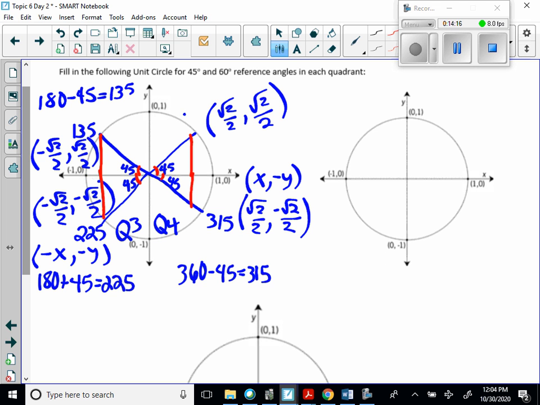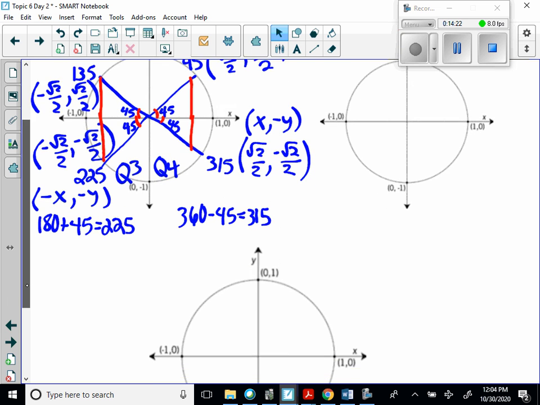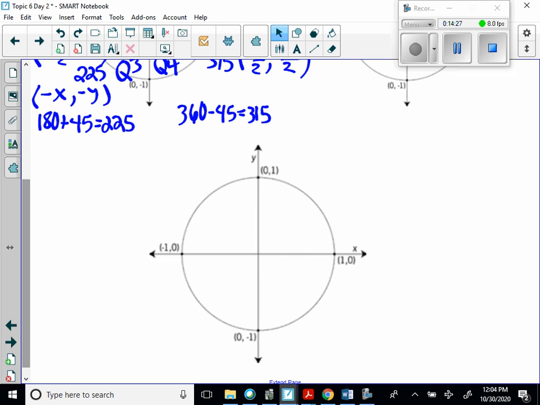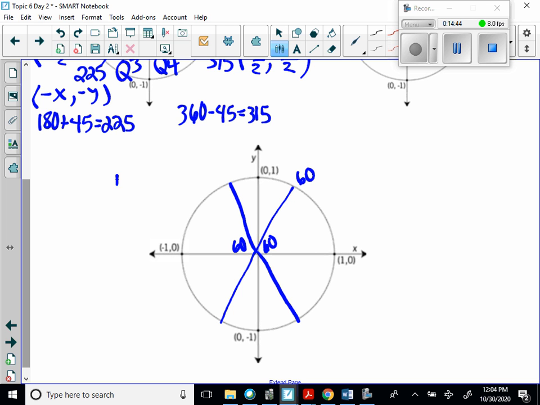And I'm sorry, I can put 45 up there. Well, I'm scrolling a little bit. Now we're going to do 60. So for 60 degrees, that means, you know, 60 degrees, 60 degrees. So if this is 60, that means this is 60. If this is 60, that means this is 180 minus 60. This would be 120. This is Q2. So that's, sorry, that's negative x, y.